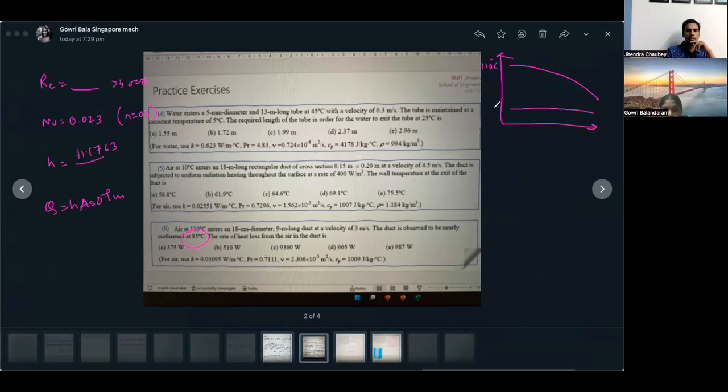No. And this one is maintained at 85 over here also and 85 over here also. Yes. Okay. First of all, we need to find this temperature. To find that temperature, we have to use the formula Q equal to m Cp dT. m Cp dT will be equated to hAs delta T mean.